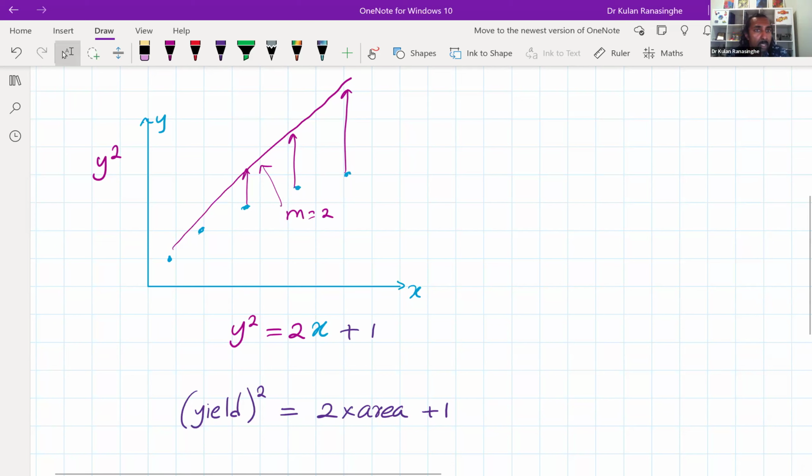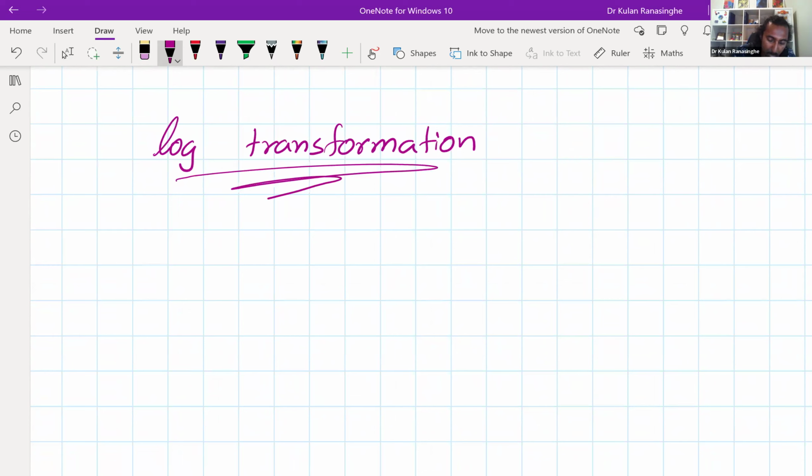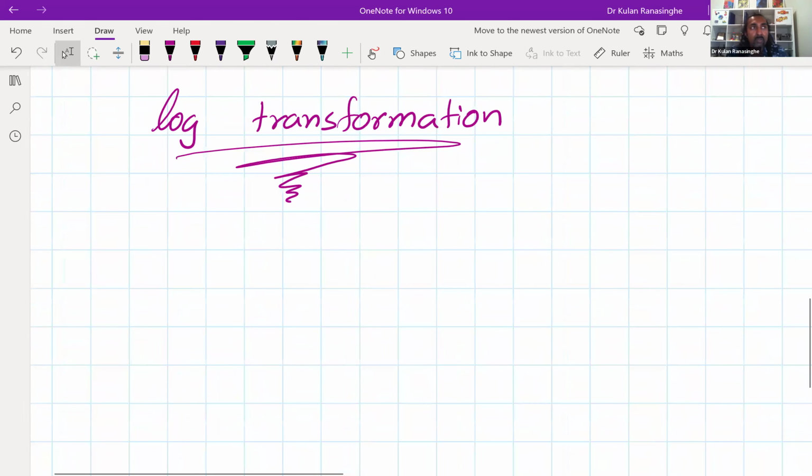Or rather, let's now work on the other transformation. The other one is the log transformation. We'll work on that too. The log transformation is for when the values are big. Then you make them smaller. So you apply the log values so that it gets squashed nicely.